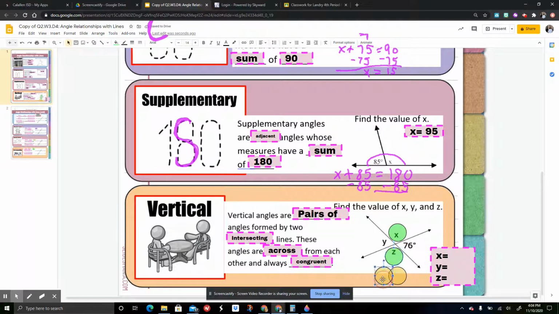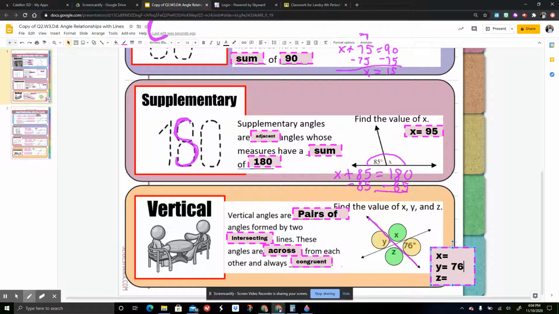They are vertical angles. That means angle y and this other angle here, the 76, are also congruent. What that means is angle y must be 76 since it's congruent, which is same size, same shape as this other yellow angle. We can find x and z because we can tell that together they form this straight line, x and 76.